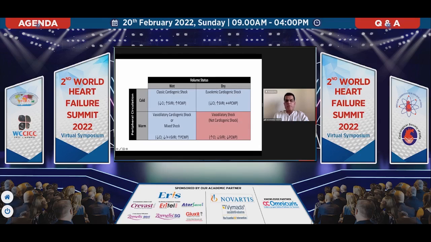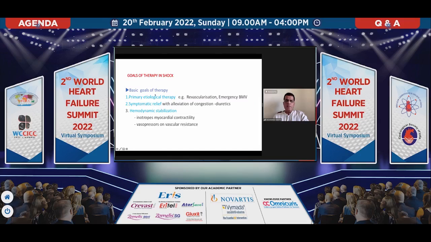And also we have to see the peripheral circulation. Is it cold or warm? The worst is the wet and cold, as you see in classic cardiogenic shock, where the cardiac index is reduced, with increased vascular resistance and increased capillary pressure. Whereas in dry, the cardiac output is reduced, but the PCWP may not be much. Whereas if you see the warm state, it is basically vasodilatory cardiogenic shock or a mixed shock, and also vasodilatory shock. So remember this, wet and dry and warm and cold for assessing a patient in shock. And if you remember these three things from my talk, I think I have done justice to the topic.